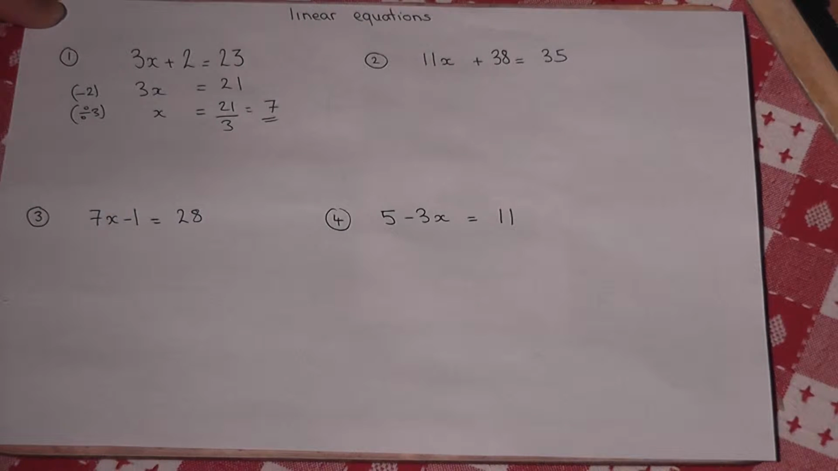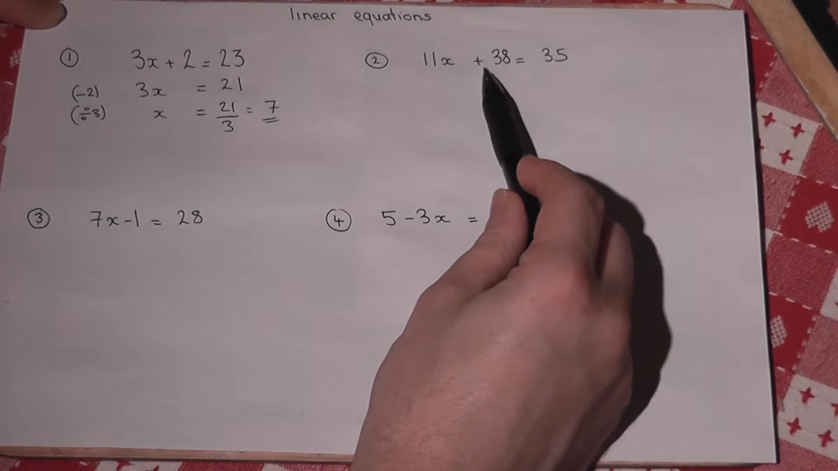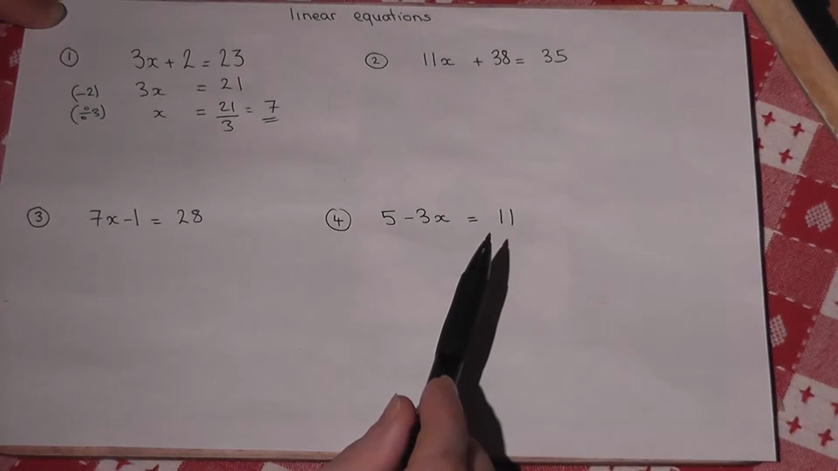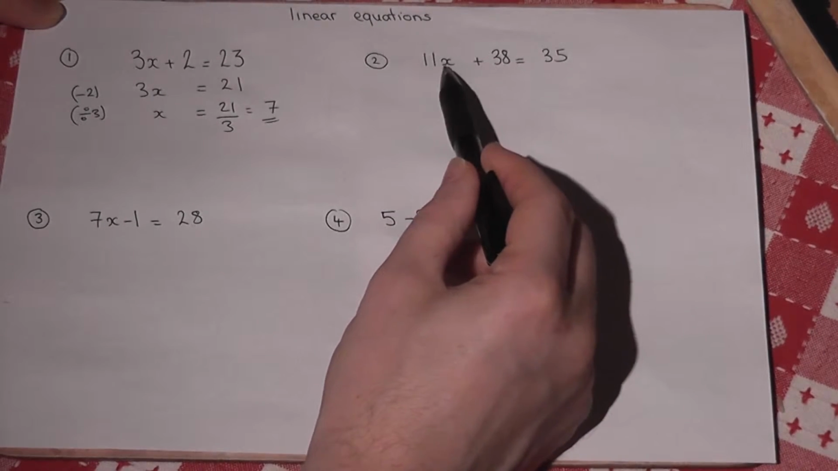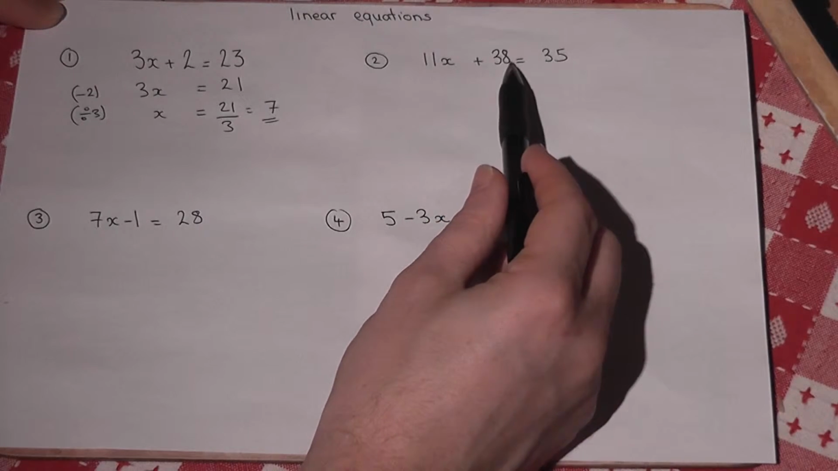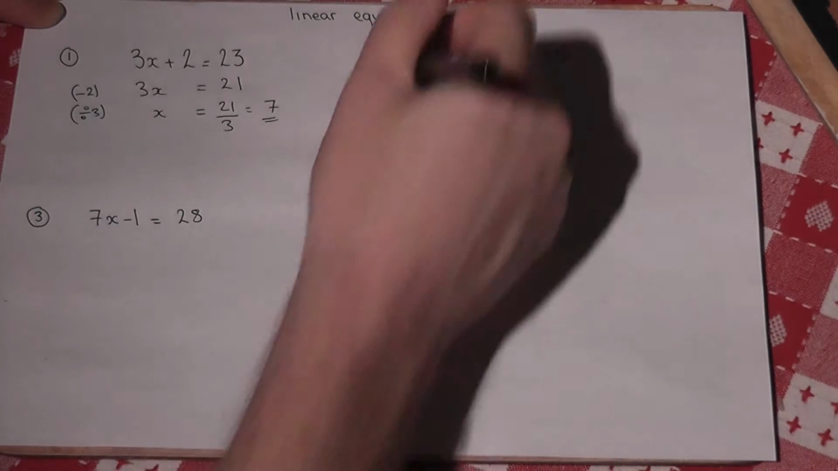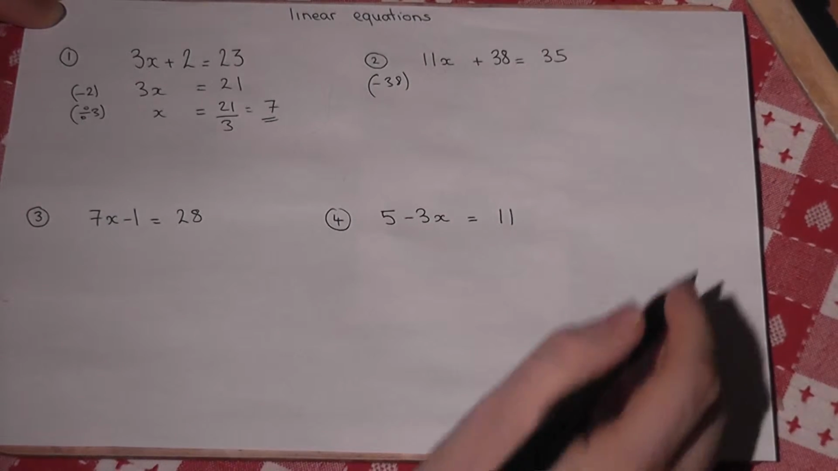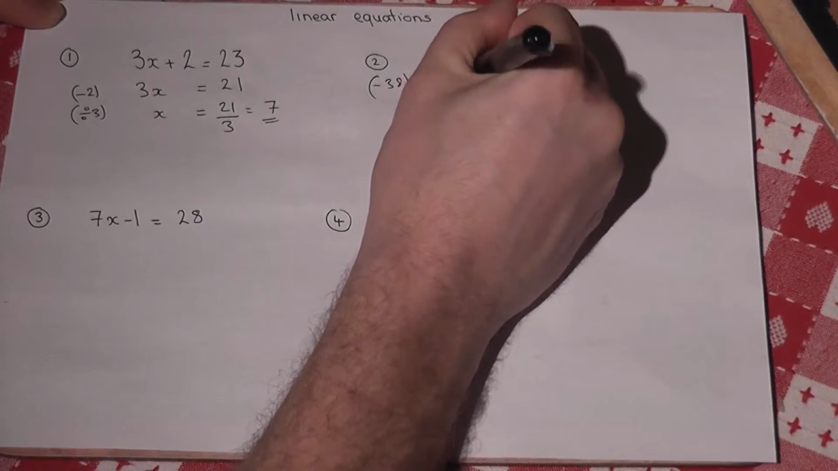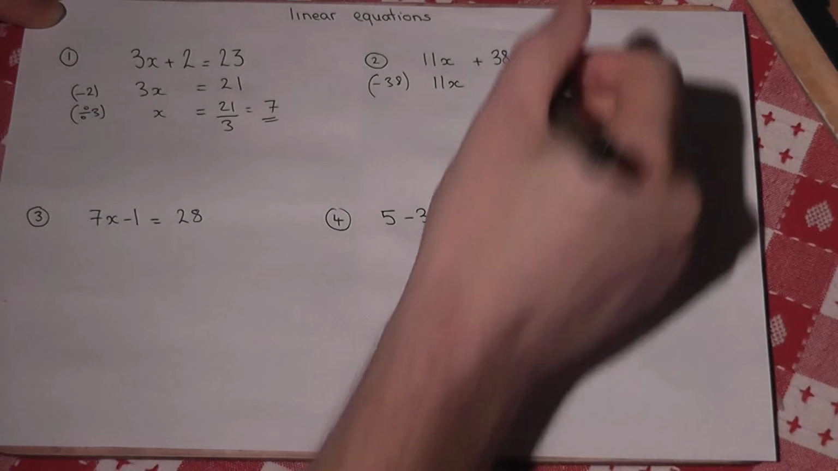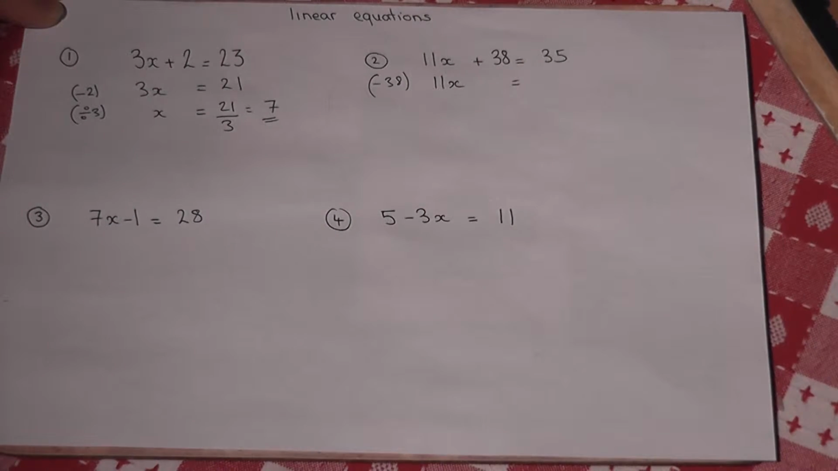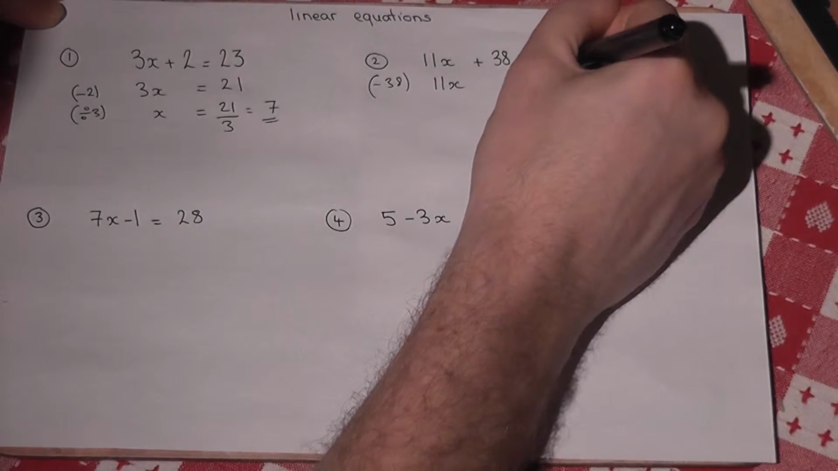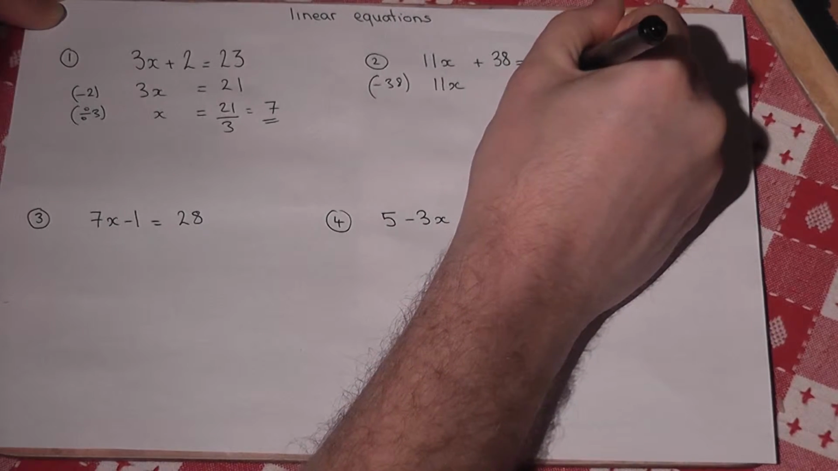So in the second example, 11x plus 38 equals 35. So we want x by itself. We begin by taking away the 38, that's on the left hand side. So if I take away 38, I'm left with the 11x on the left hand side, but 35 take away 38 is actually minus 3.